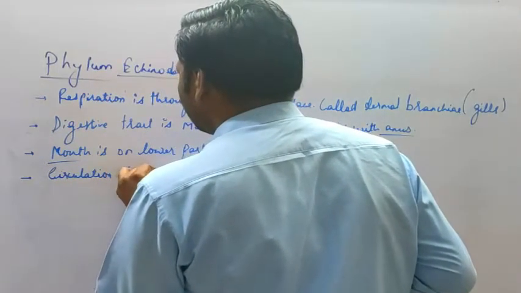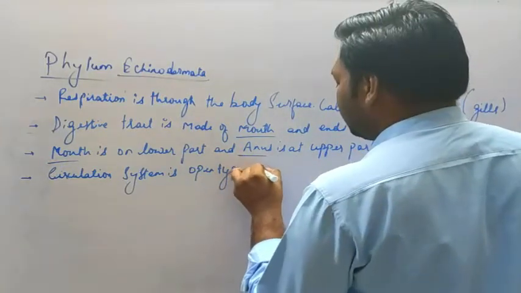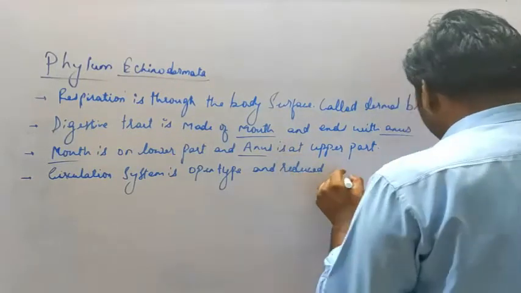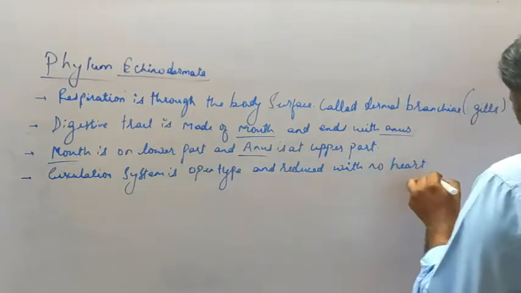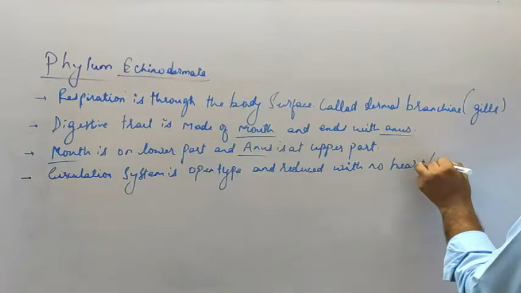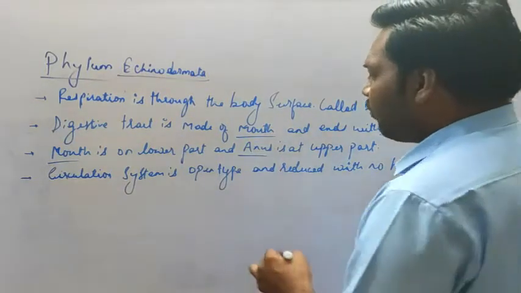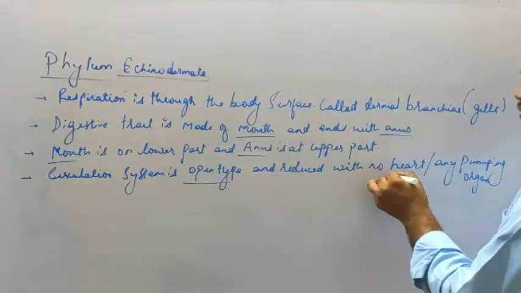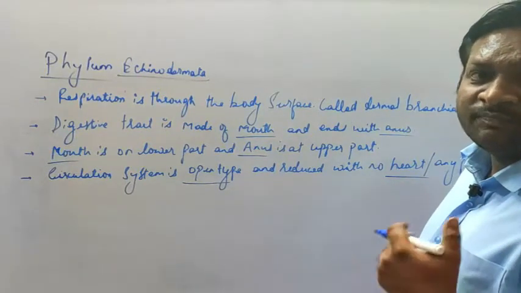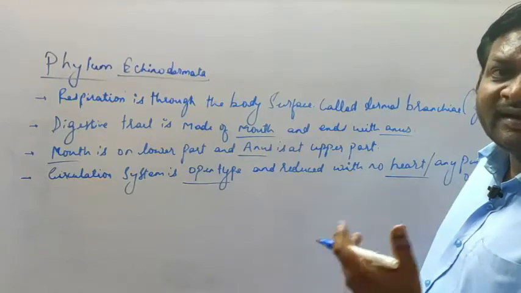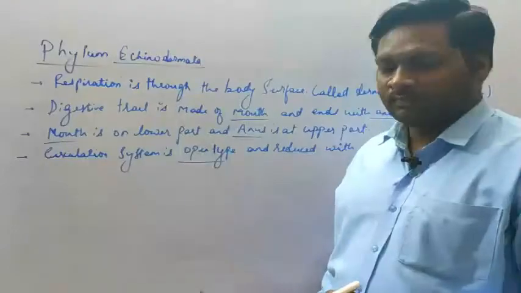Then next, the circulatory system is open type and reduced, with no heart or any pumping organ. So the circulatory system is open type in these animals, which is reduced. Why? Because they don't have a pumping organ to regulate circulation. In an open circulatory system, arteries carry the circulating fluid directly into the sinuses, so there is no supply of circulating fluid within the body through blood vessels.